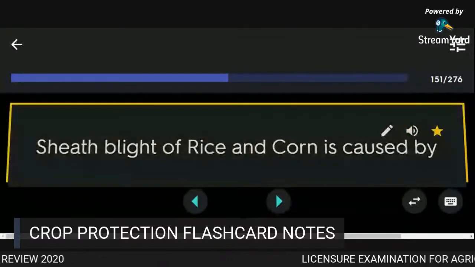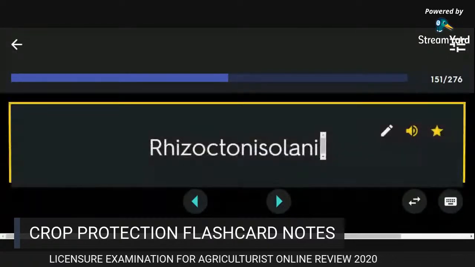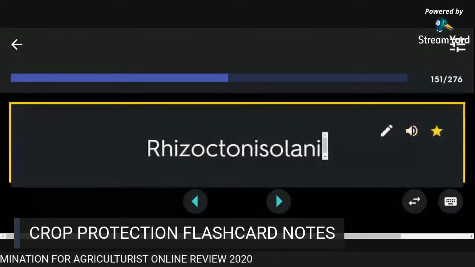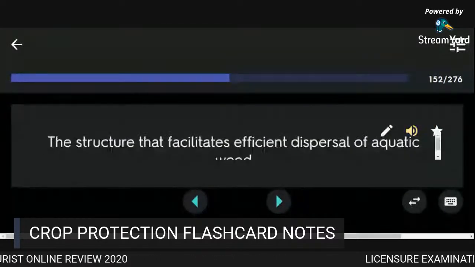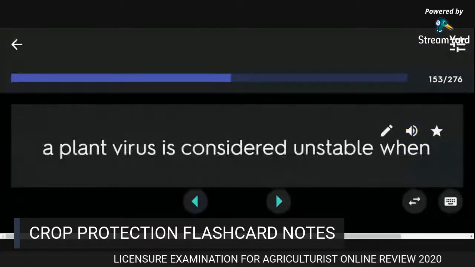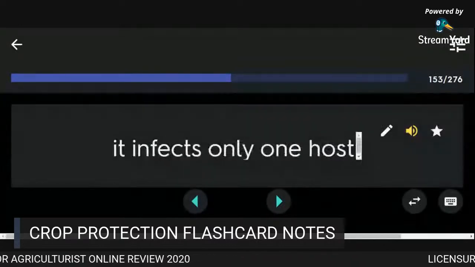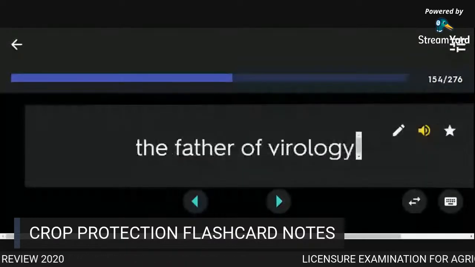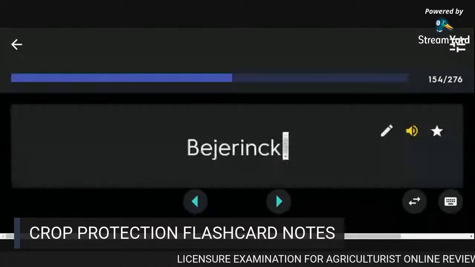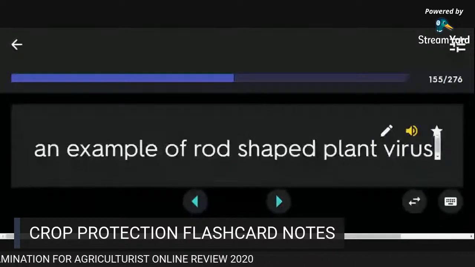Sheath blight of rice and corn is caused by Rhizoctonia solani. The structure. A plant virus is considered unstable when it infects only one host. The father of virology. Beijerinck. An example of rod-shaped plant virus. Tobacco mosaic.